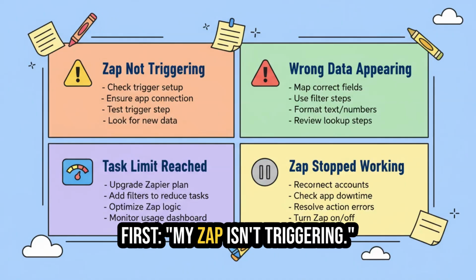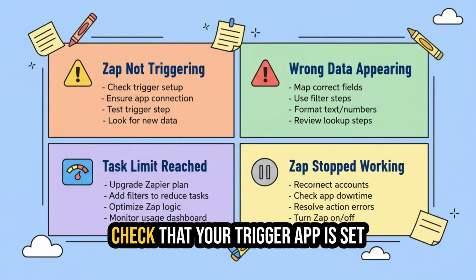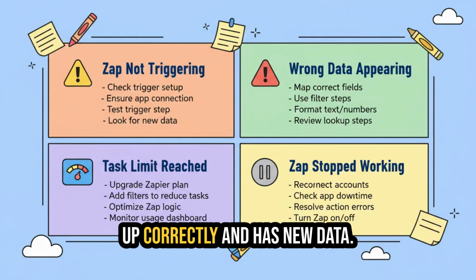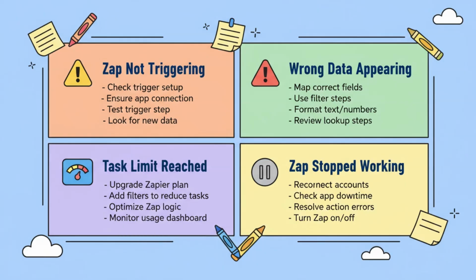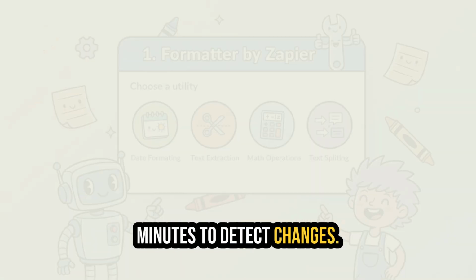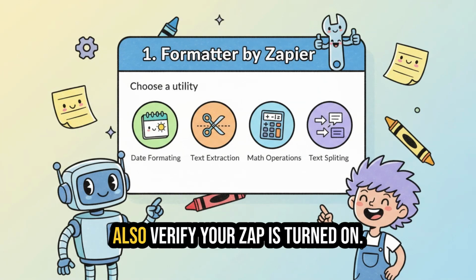First, my Zap isn't triggering. Check that your trigger app is set up correctly and has new data. Some triggers take a few minutes to detect changes. Also, verify your Zap is turned on.